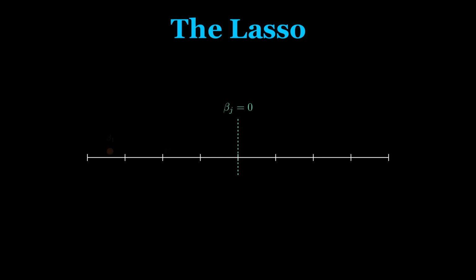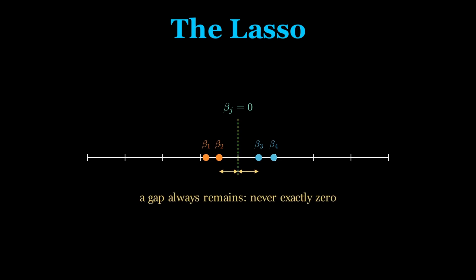As we saw at the end of the previous video, while ridge regression shrinks coefficients towards zero, it never sets any of them to exactly zero. This means all predictors are retained in the final model, even if some have minimal influence. The lasso overcomes this limitation.